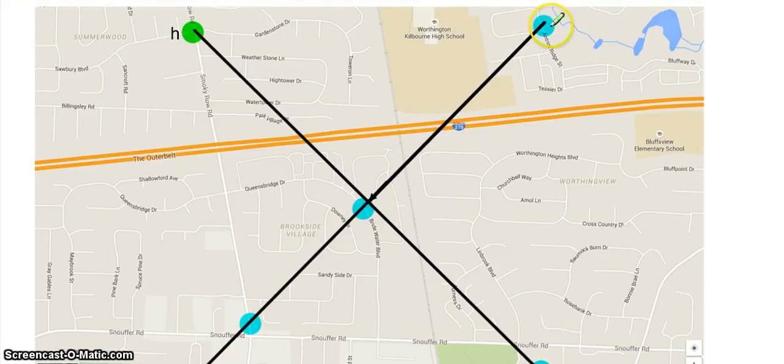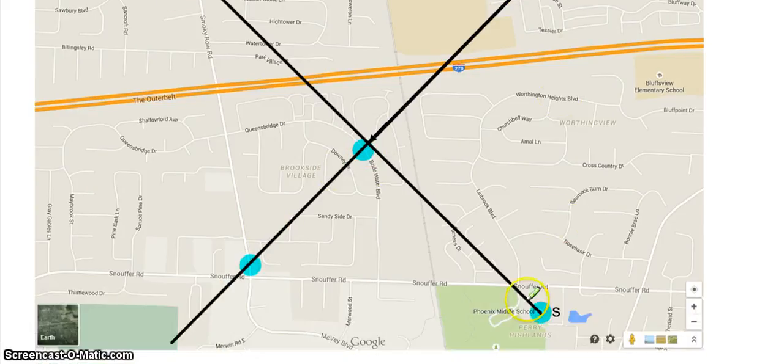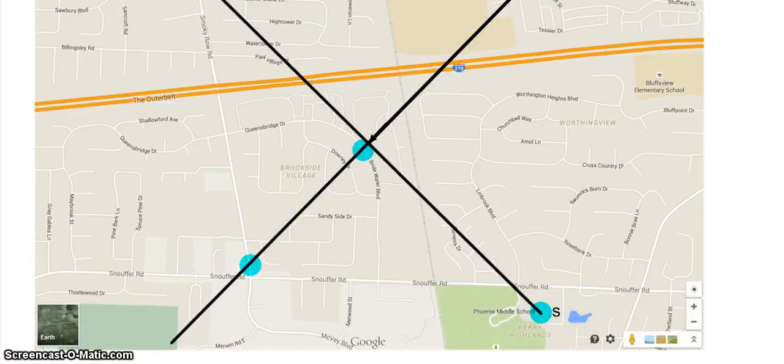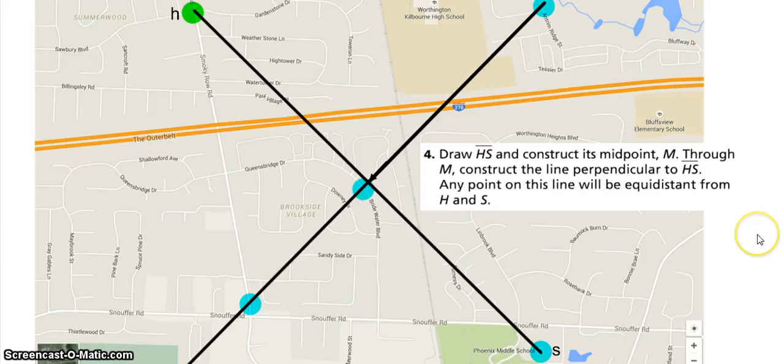It's far away, but it would be equidistant from home to school. Now, of course, that's talking about straight line distances, not distances driving on the road. But once we have that perpendicular bisector line, we know any point on that line is equidistant from H to S. And there is the process written out if you need to see that.